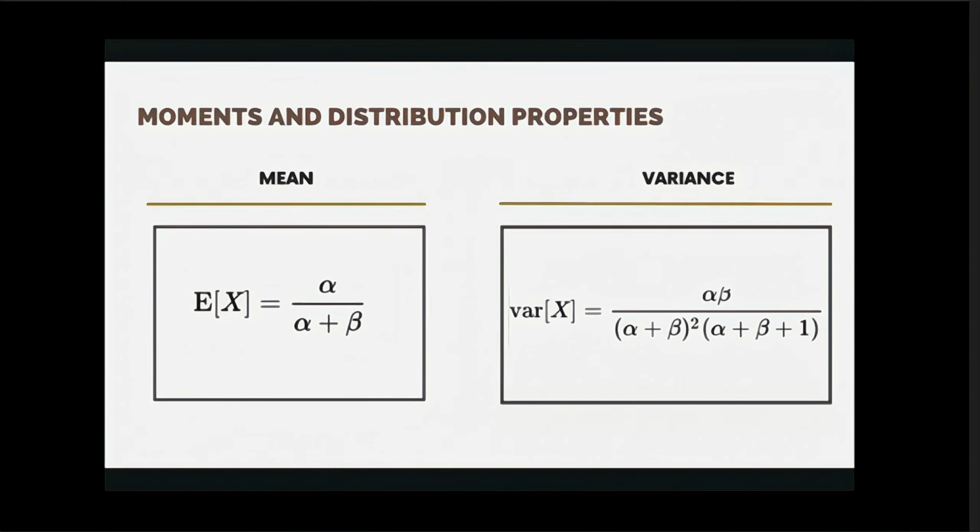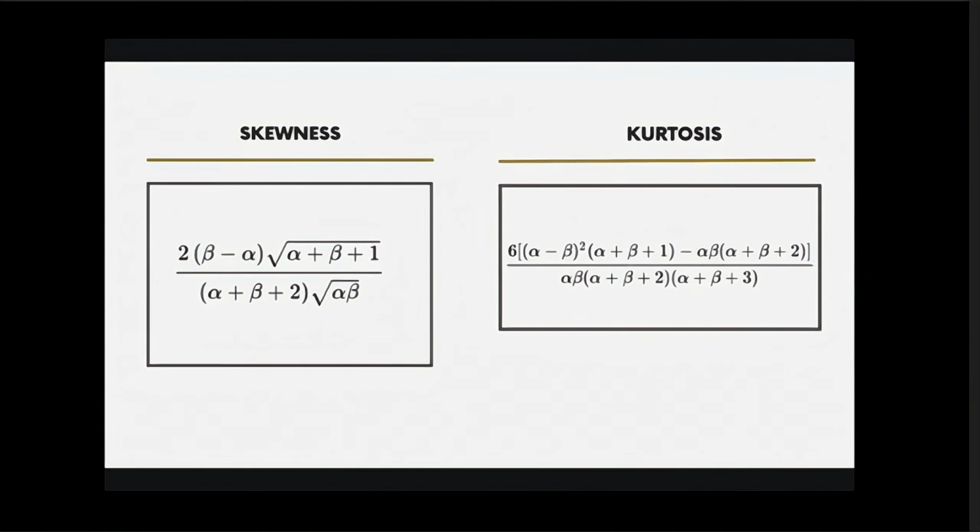Now the next one is variance. Variance tells us how spread out the distribution is. Higher variance means the outcomes are more dispersed, while lower variance means they are tightly clustered. Now the formula of variance is alpha multiplied by beta, divided by alpha plus beta whole squared, multiplied by alpha plus beta plus 1.